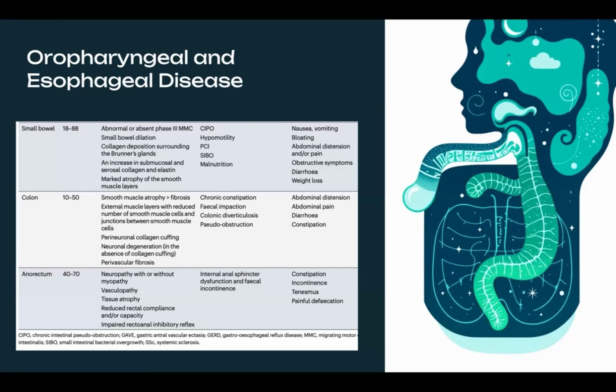So this is something which you need to consider in all these patients with refractory symptoms. Most of them present with postprandial angina and postprandial vomiting. So this is something which you have to consider. For the colon and anorectum, it is predominantly constipation and fecal impaction. Some of them can have colonic diverticulosis and pseudo obstruction because of the dysmotility, and anal sphincter problems causing significant fecal incontinence.